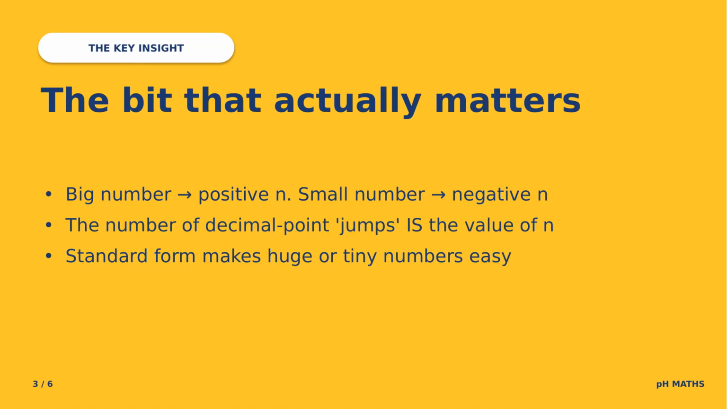Here's the key insight. The value of n is just the number of jumps the decimal point made. A big number is a positive n. A small number is a negative n. So take the number, slide the decimal point until A sits between 1 and 10 and count your jumps. That's your n. The bigger the number, the more jumps you make, and the bigger n becomes.